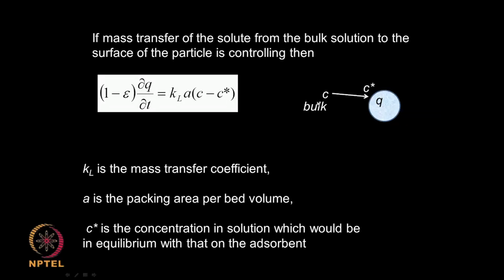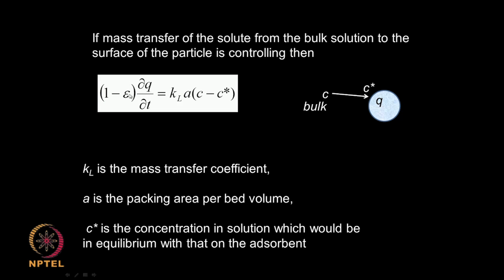So, if the mass transfer of the solute from the bulk to the surface of the particle is controlling, that means concentration in the bulk could be C, but concentration on the surface could be C star, then C star and Q will be in equilibrium, not C and Q. So, you need to remember C star and Q will be in equilibrium, not C and Q.